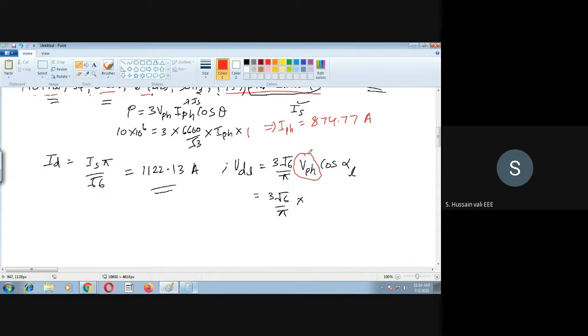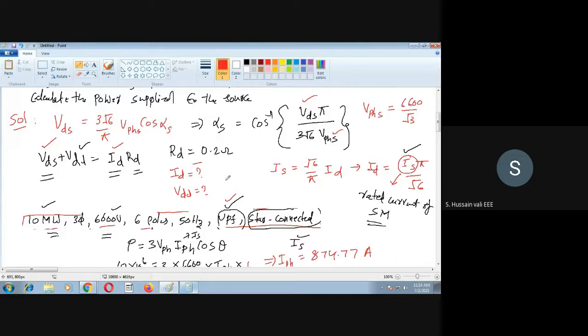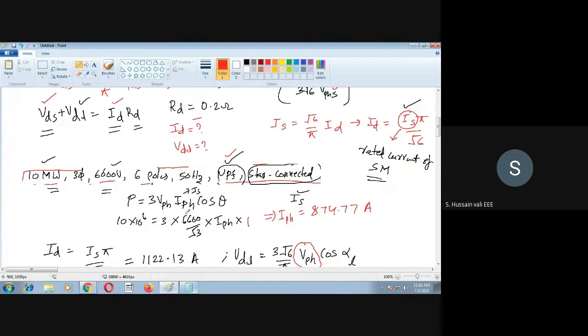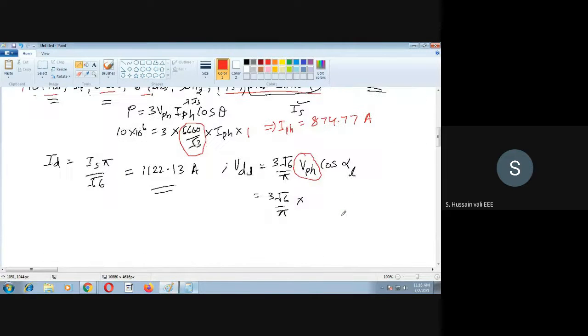Now you just go back to your phase voltage. What is the phase voltage? This voltage you got, 6600 by root 3. This answer we got. But is this the phase voltage you will take here or not? The question is why it is so. So the reason is that we'll do one thing here.